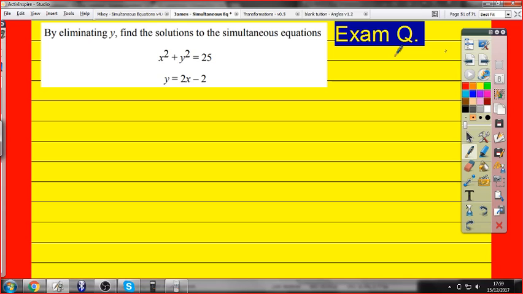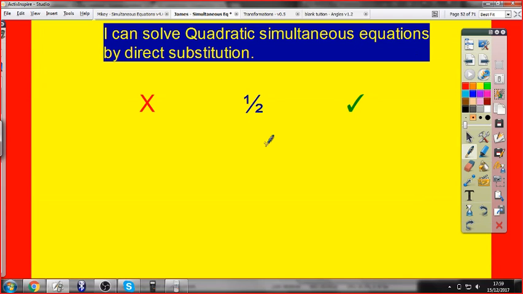I can solve quadratic simultaneous equations by direct substitution: x, a half or tick. I'd probably say it's either between a tick or a half tick.